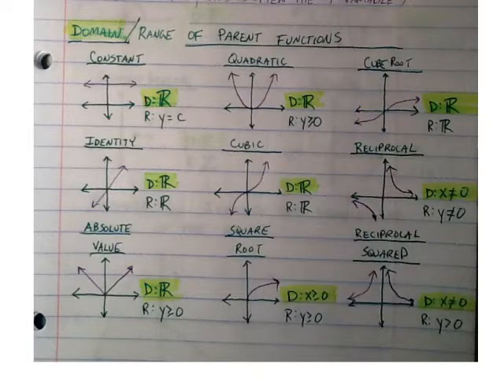For the reciprocal, we don't have a y at 0, so we have values all the way up till 0, and then everything beyond 0. So our range is y does not equal 0. And the reciprocal squared, we have no y values until 0. We don't include 0, but everything exists above 0. So there's our range.